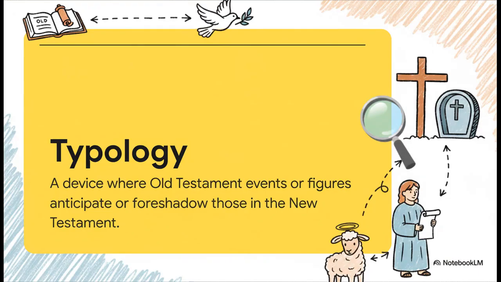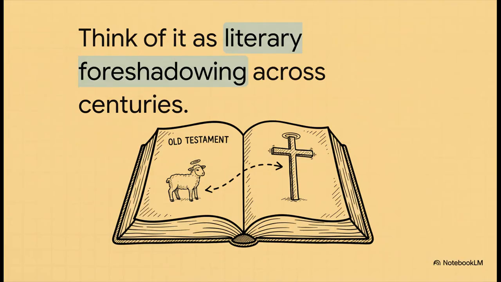Okay, so at its very core, typology is a literary device. It's this idea that specific people, events, or even institutions in the Old Testament are basically designed to prefigure or anticipate their counterparts in the New Testament. You can kind of think of it as a series of patterns and echoes that are just woven all throughout the texts. Probably the easiest way to wrap your head around this is to think of it as literary foreshadowing, but on this absolutely epic scale. We're talking across hundreds, even thousands of years. An author might hint at something in chapter 1 that pays off in chapter 10, right? Well, typology suggests the Bible does that across 2 entire testaments.